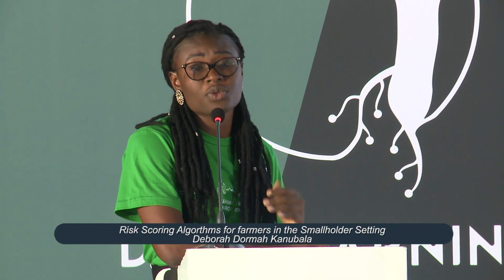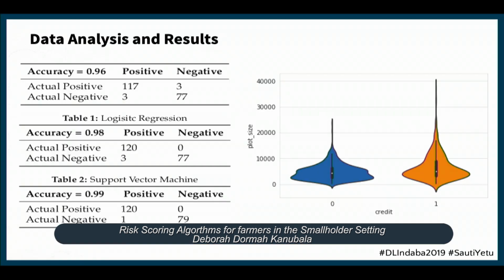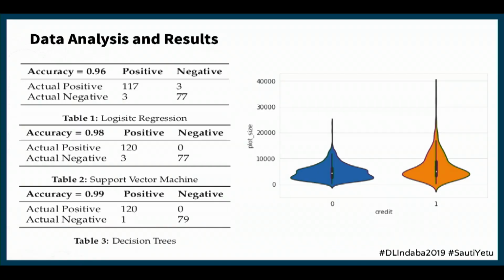For future research, we are looking at adapting this model to other crops, as this was done just on sorghum. We're looking at adapting it to different crops as well. And secondly, we're looking at collecting more data from the farmers, so more features can be included in our model as well.